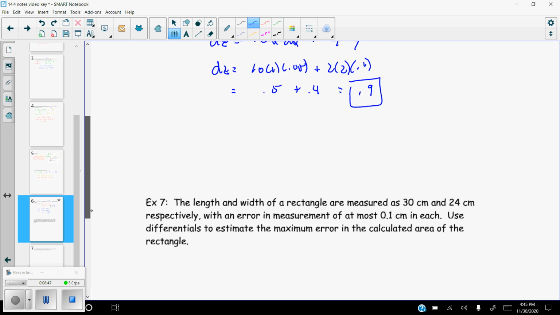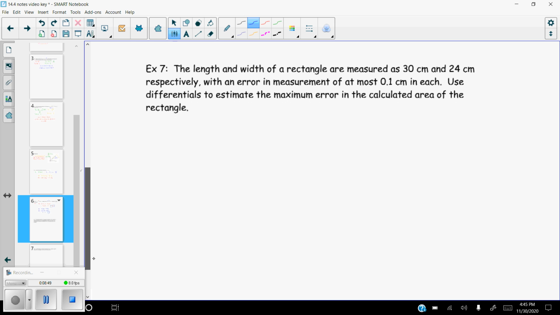Okay, let's look at number 7. It says the length and the width of a rectangle are measured as 30 centimeters and 24 centimeters respectively, with an error in measurement of at most 0.1 centimeters in each. Use differentials to estimate the maximum error in the calculated area of the rectangle. Okay, so the first thing we need is the area of a rectangle, which is just length times width.